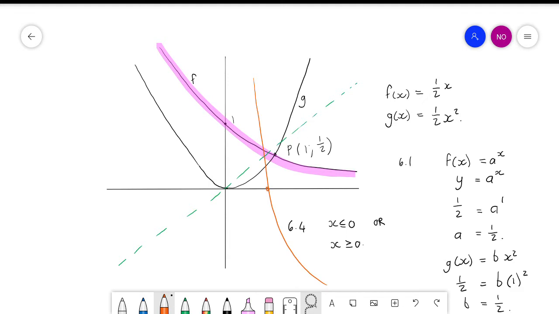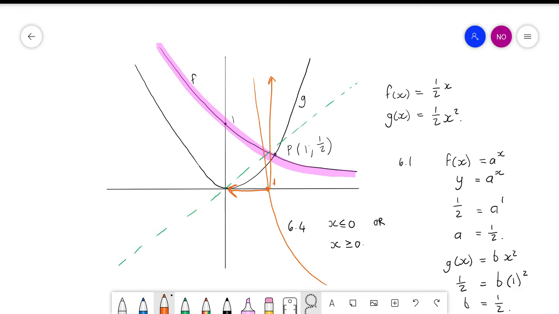Okay, so this is 1. Now they're looking for where this graph is bigger than 0. Yeah, bigger than 0. In other words, we're looking for where the orange graph is above the x-axis. Do you guys see? So it's from there to there.